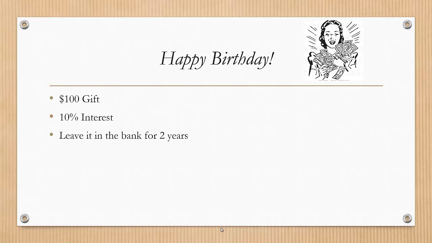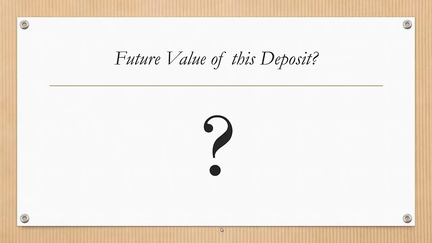So here's an example. Let's say you received $100 for your birthday from your grandmother. Being the wise person you are, you decide to deposit it in the bank at 10% interest. You leave it in the bank for 2 years. Obviously, 10% interest is nowhere near realistic, but it will help make the numbers clean and neat for this example. In this example, our present value is going to be $100, our interest 10%, and our duration 2 years.